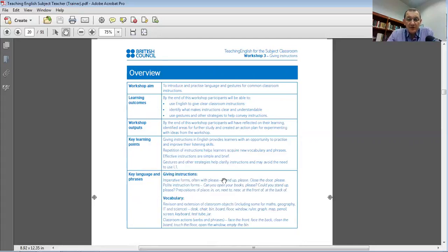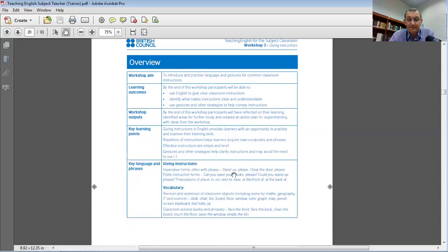By the end of this workshop, the participants will have reflected on their learning, identified areas for further study, and created an action plan. As ever, in every one of these workshops, the participants have to create an action plan whereby they take ownership of their learning and choose something that they want to try out for themselves.